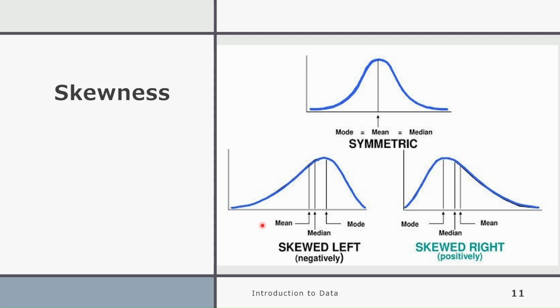Data sets that show roughly equal tails in both directions are called symmetric, and the mean is equal to the median in this case.